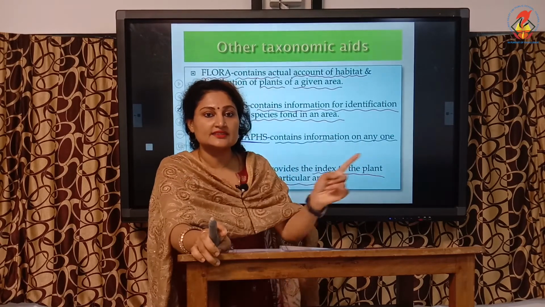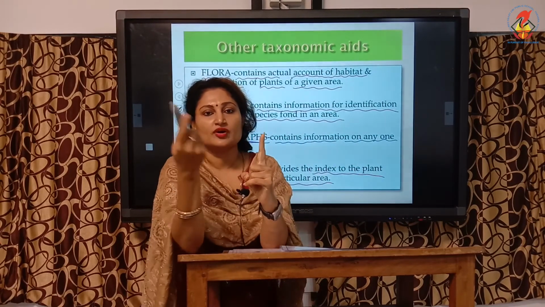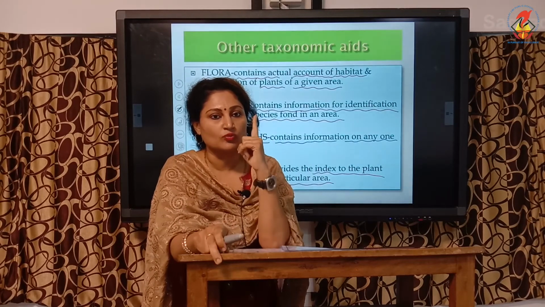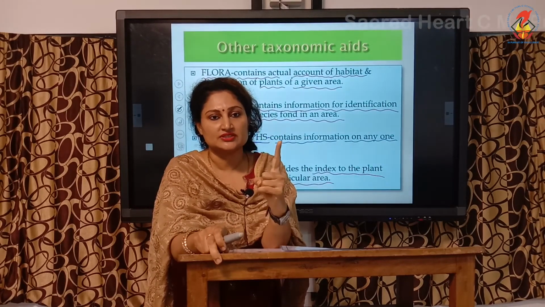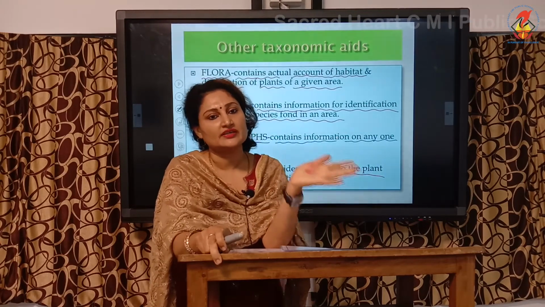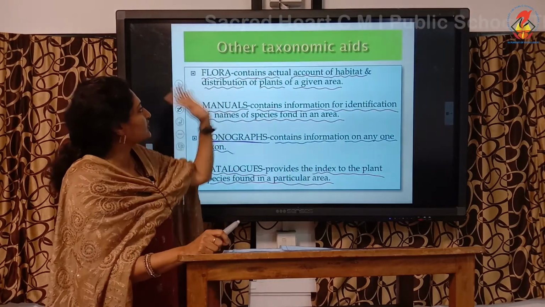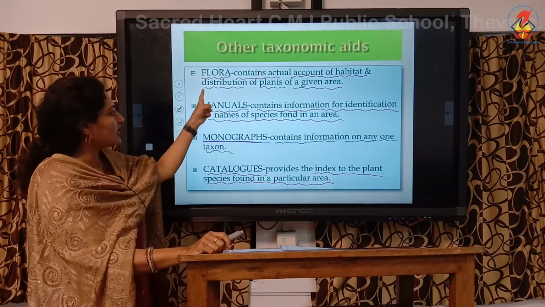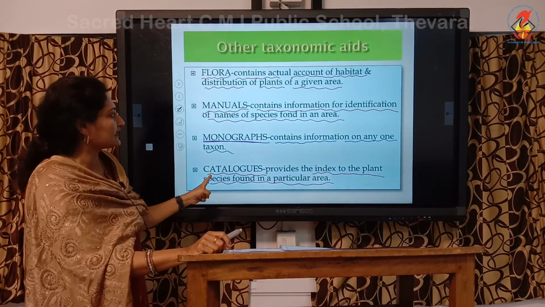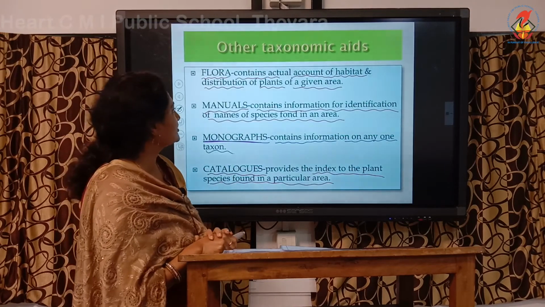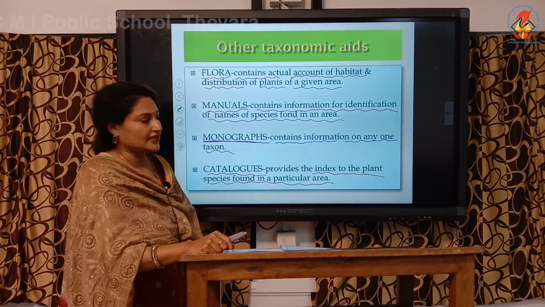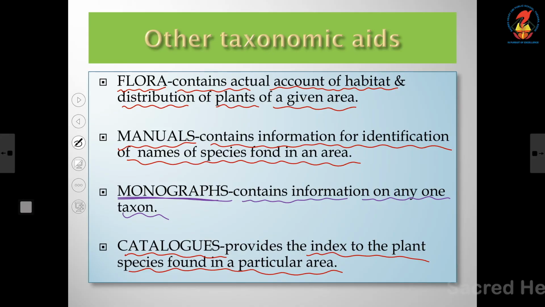In the other case, it deals with an area with a number of species, but here it deals with one particular taxon. It can be a species or genus, irrespective of the area. So I hope you have understood the other taxonomic aids. They include flora, manuals, monographs and catalogs. Flora contains the account of the habitat and distribution of plants of a given area, because it is flora. Similarly, we have fauna also. Then we have to rename it: instead of plants, we give it as animals.